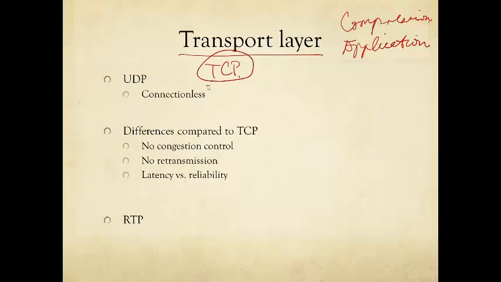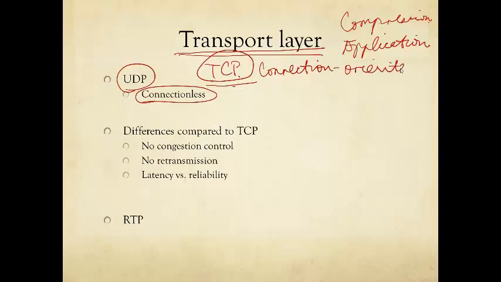Well, it turns out that a lot of multimedia applications do not use TCP. Instead, they use something called UDP. Now, UDP, unlike TCP, is a connectionless kind of transport layer protocol. So it is, strictly speaking, not correct to say the transport layer in the internet is connection-oriented. Actually, only the variant TCP is connection-oriented. Its sibling, UDP, is connectionless.